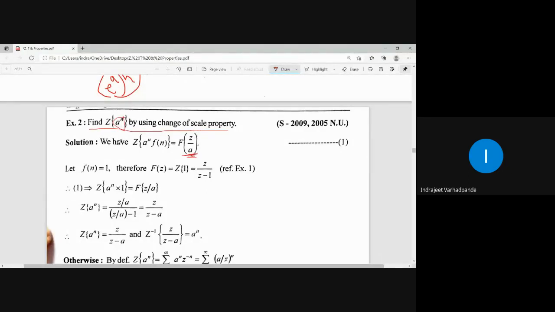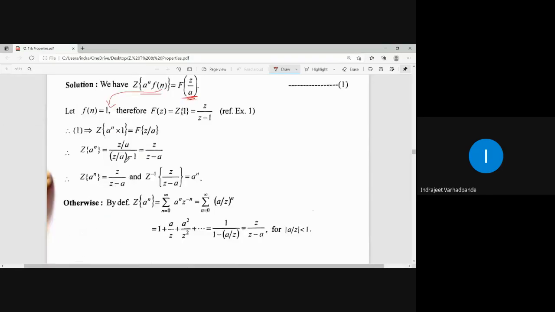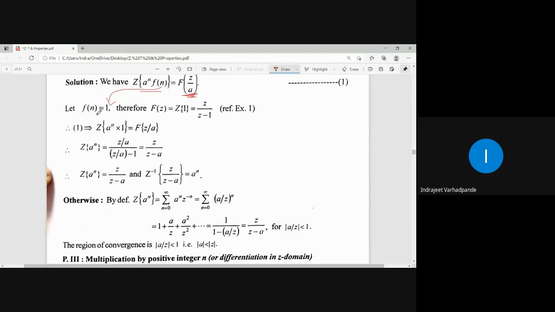So what is the rule? We have, as per the change of scale property or the damping rule, a to the power n into f of n as f of z by a. अभी यहाँ पर सिर्फ a to the power n है. So what must be the value of f of n? The value of f of n can be 1. So accordingly, here I can say that f of n is equal to 1. So capital F of z will be ultimately z transform of 1, which is z upon z minus 1.